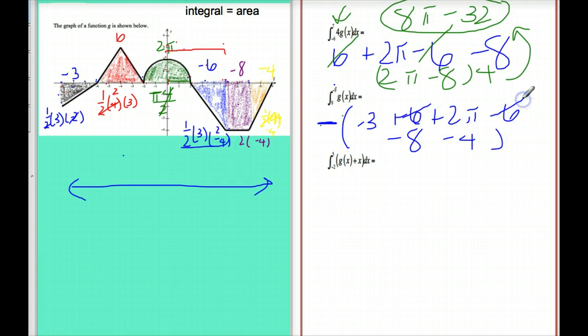Once again, this cancels out. Negative 3 minus 8 is negative 11, minus 4 is negative 15. So I get negative 15 plus 2 pi. But I need to negate everything because my limits are flipped. So I actually get 15 minus 2 pi.